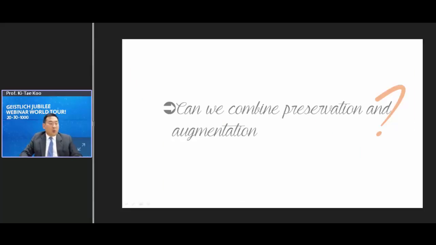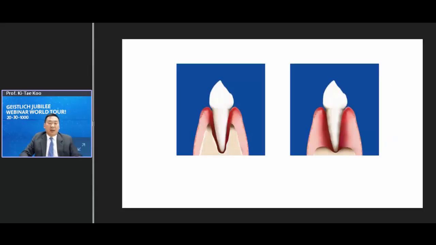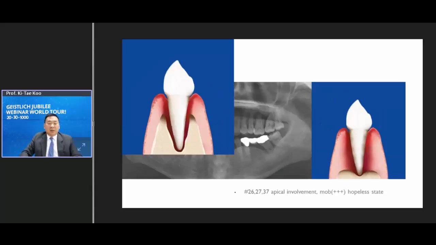Okay, now we are approaching the end. One hypothesis I would like to throw at you, to challenge you, is: can we combine preservation and augmentation? I'd like to briefly show you one case. This is a mixture: we see preservation on the left, but we do have the flap at the CJ. So it becomes a combination of preservation and augmentation. I'd like to show you this case clinically and run through it really quickly.